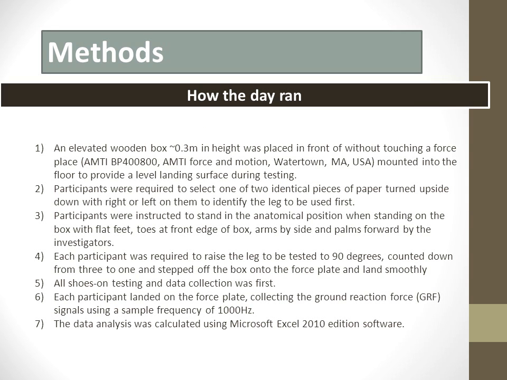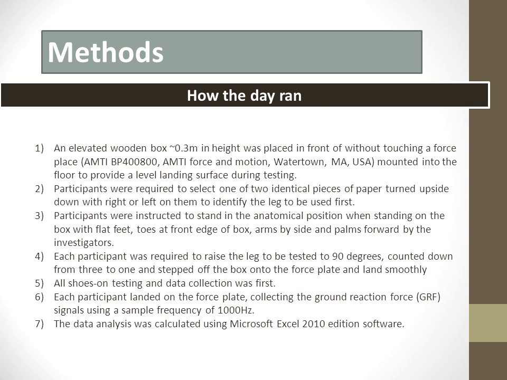A little bit of a rundown of what happened on the day. We set up a 30 centimetre box in front of a force plate. The force plate was built into the ground to make sure that we didn't have any slips or any problems when it came to landing. Participants were then required to pick one of two identical pieces of paper to tell which leg they would start their testing on.